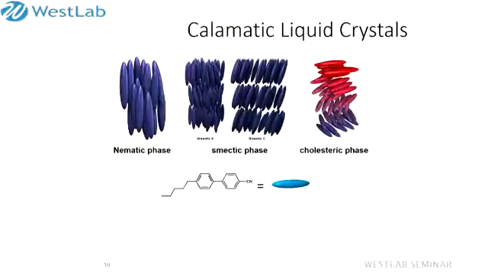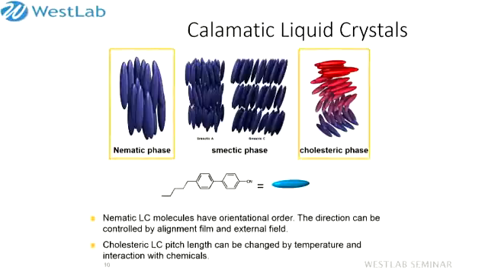Types of liquid crystals. The liquid crystal is divided into phases: nematic phase, smectic phase, and cholesteric phase. Nematic liquid crystal molecules have orientational order. The direction can be controlled by alignment film and external field. Cholesteric liquid crystal pitch length can be changed by temperature and interaction with chemicals.